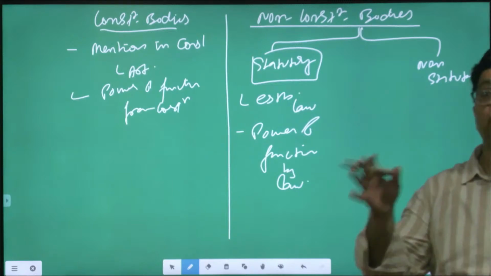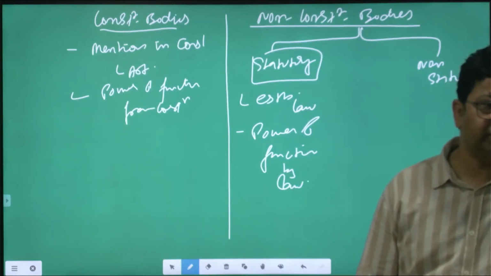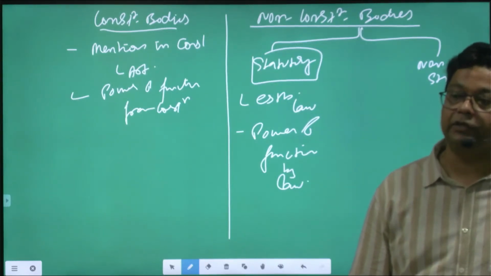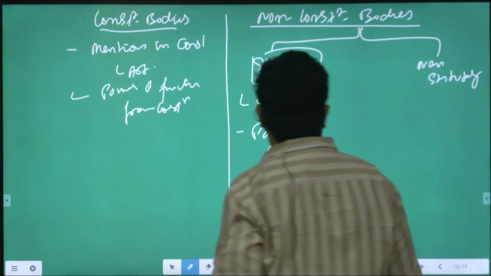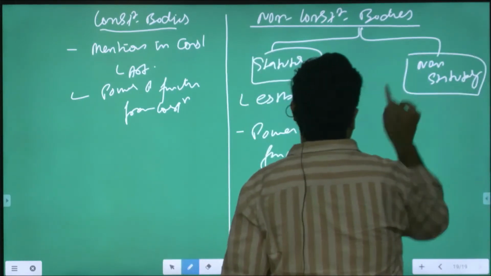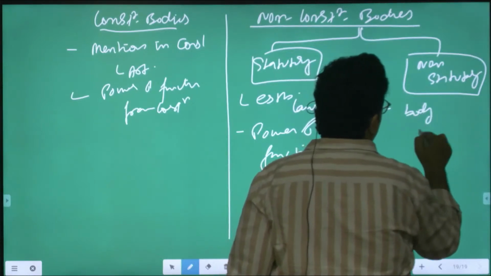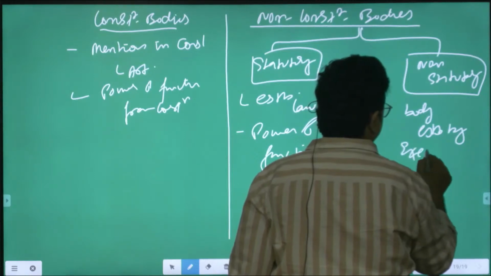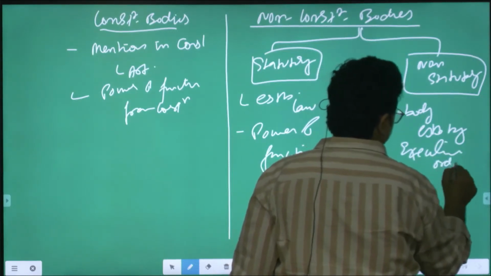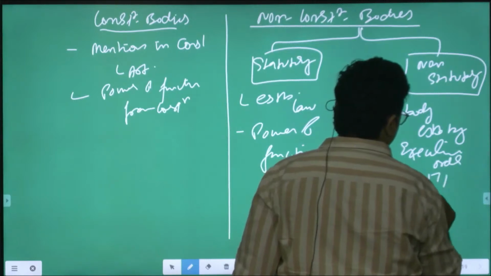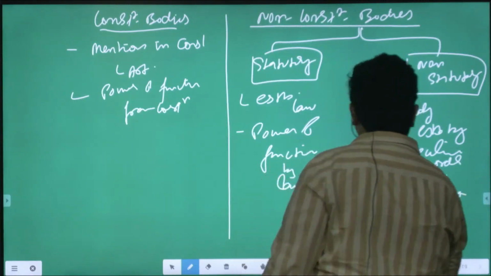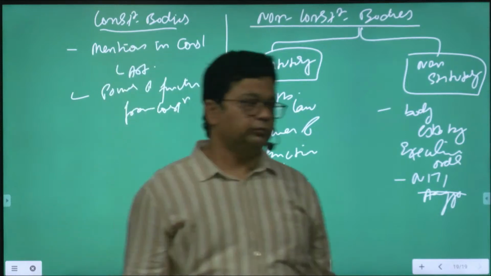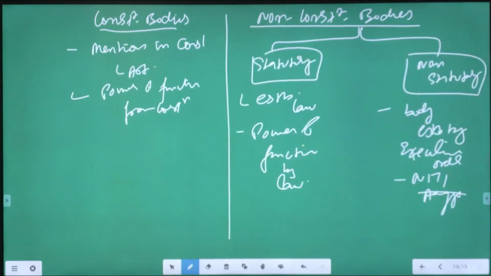Okay? Non-statutory bodies are the bodies which have been established by the order of the executive. One example is Niti Aayog. Have you heard about the term Niti Aayog? It is the National Institution for Transforming India. So these are the bodies, right?